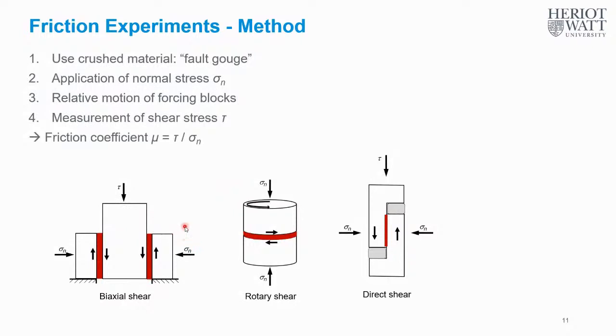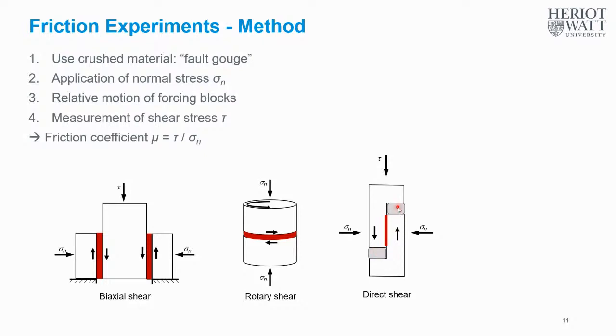For fault friction experiments, we typically use fault gouge material. That's the crushed up rock material that you find along fault surfaces. It's shown in red in these three possible setups here. The fault gouge is sandwiched between slider blocks, and it can be of various configurations. Those slider blocks are held together by a normal stress in all these cases. The forcing blocks are then moved relative to each other. In the biaxial shear setup, the central block is pushed down while the side blocks are supported. In the rotary shear configuration, one of the sides is held stationary, whereas the other side is rotated. And in the direct shear setup, the entire assembly is shortened, and these two gray bits here can deform elastically.